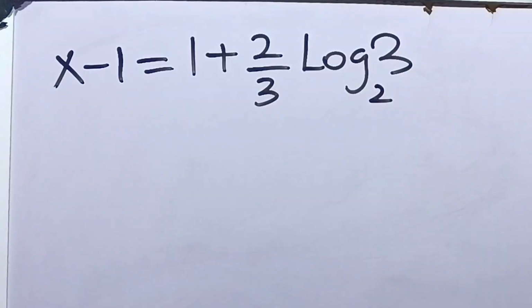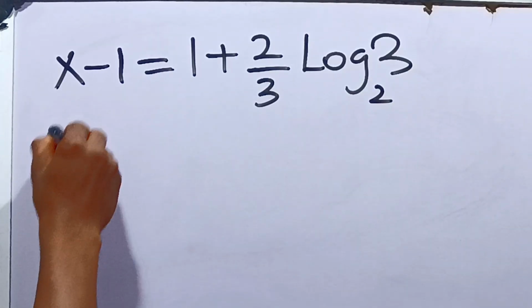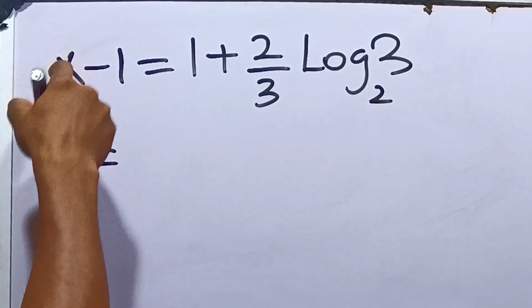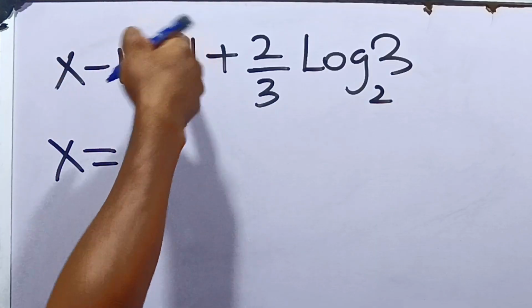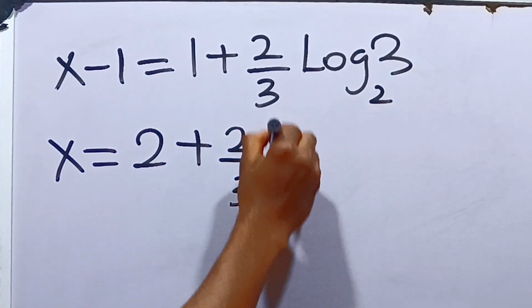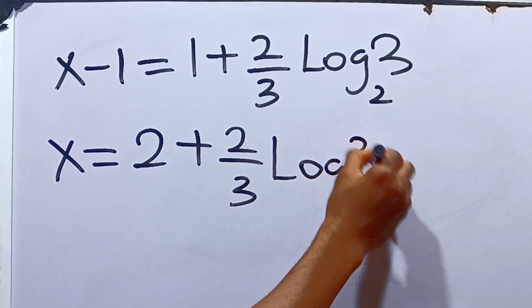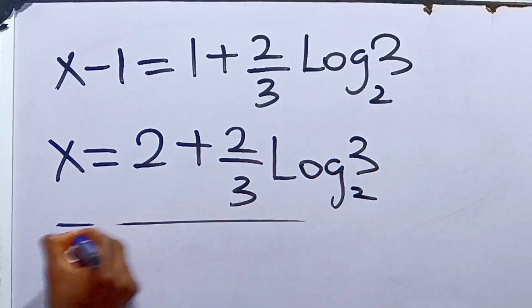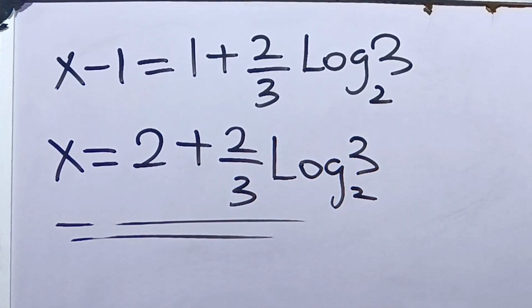So, moving on from here, we can now see that our x is equal to, crossing the 1 over, 1 plus 1 is 2, plus 2 over 3 multiplied by log of 3 to base 2. And this becomes the final answer for x in this question.